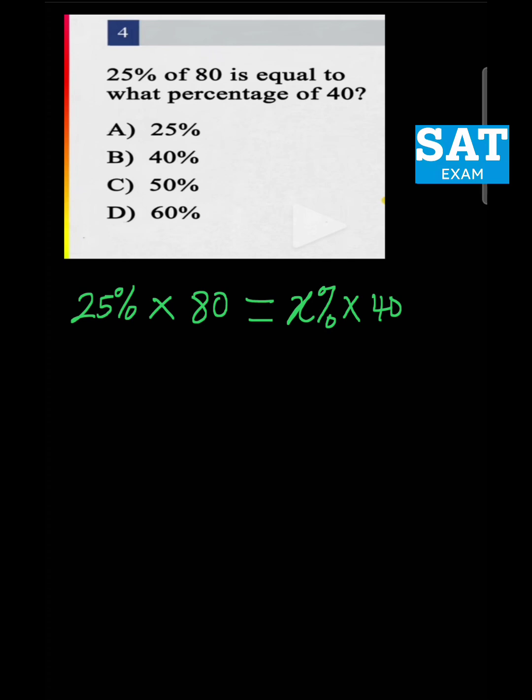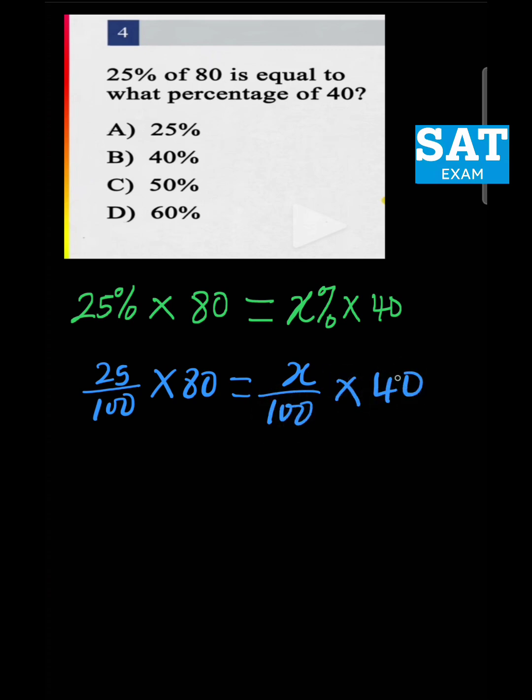So now we can solve for the value of x from this equation. So 25% implies 25 divided by 100 multiplied by 80, which is equal to x percent, which is the same as x divided by 100 then multiplied by 40. So here this 0 is going to cancel this 0. 25 divided by 10 is going to give us 2.5. Then 2.5 multiplied by 8 is going to give us 20, which is equal to, this 0 will cancel 0, x multiplied by 4 is going to be 4x then over 10.